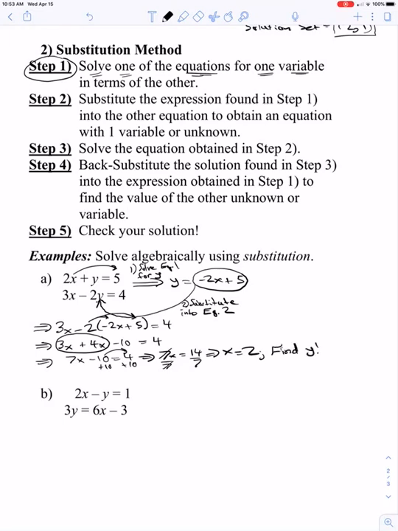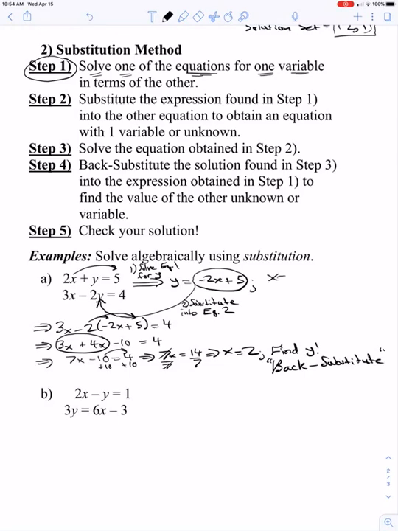So once we have x, we're going to find y. And to do that, this is what we call our back substitution step. So we're going to go back up to the beginning. And you can always plug in either of the original equations. Let's go back up to our first step, step 1, define y.